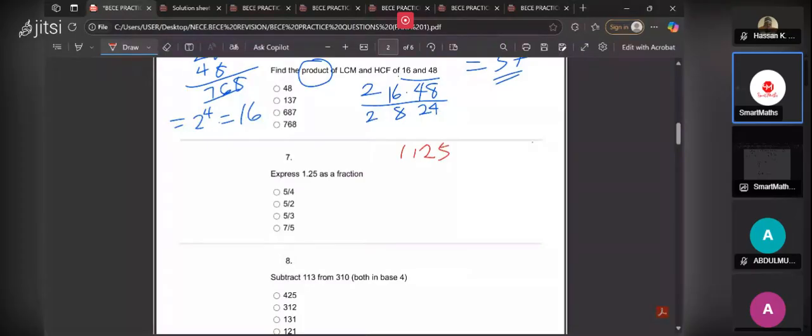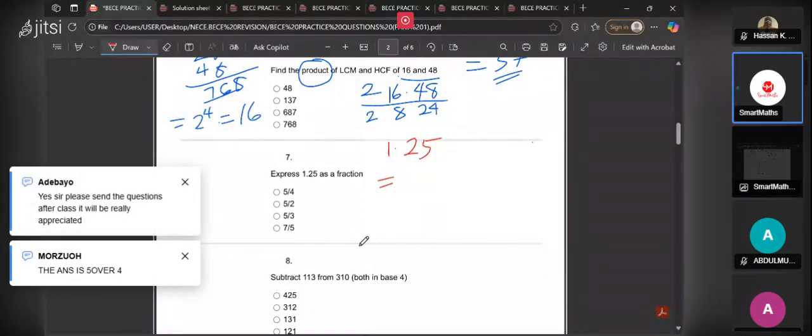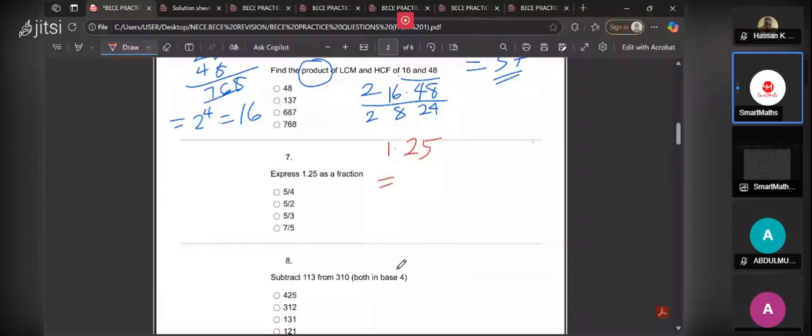1.25. Please, let me write this. 1.25 as a fraction. Whenever you are asked to express a decimal as a fraction, please take note of my word. Just pick the whole number you have there. Ignore the decimal point and write all the digits you have there, except if it's starting with 0. What do I mean by that?